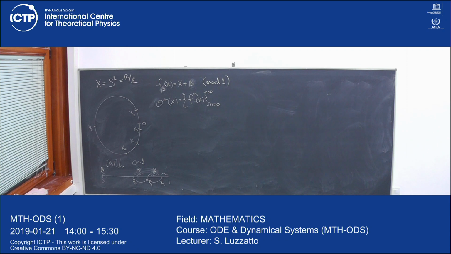It depends on beta whether it's rational or irrational. If it's irrational, then it's the whole space. What do you mean by the whole space? It's dense. The set is dense in the circle. So good, a lot of good observations.